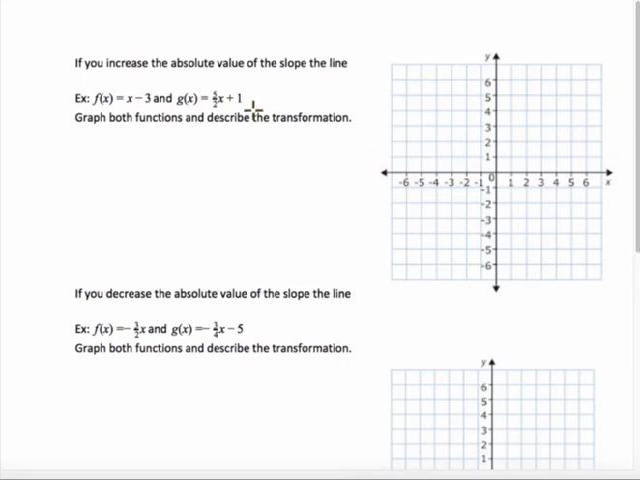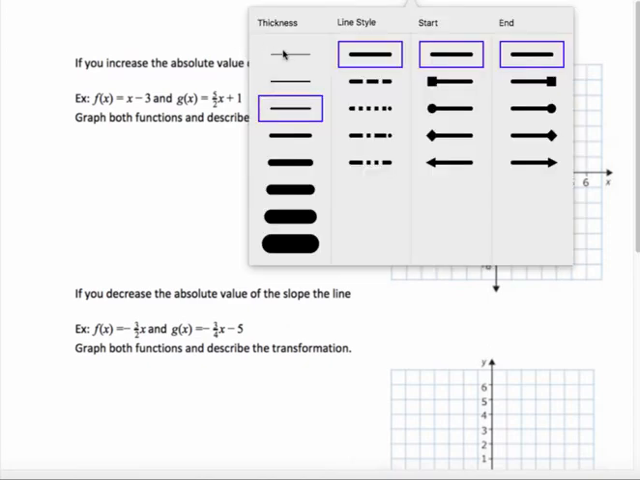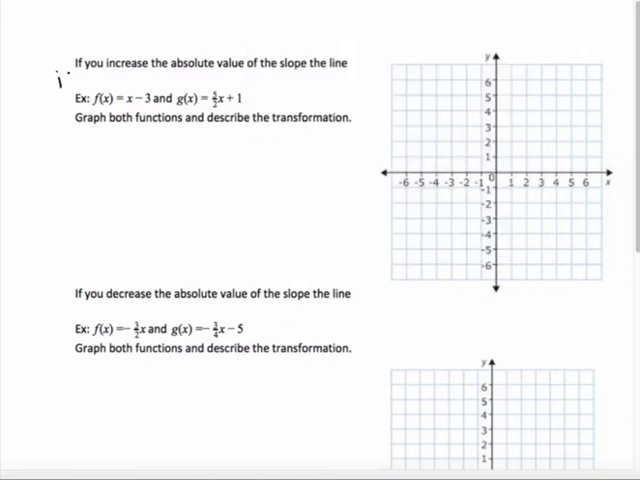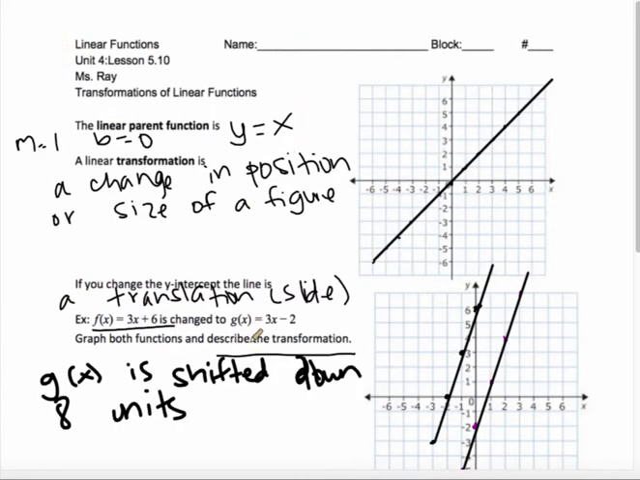All right, so the next thing we're going to look at is if you increase the absolute value of the slope, then the line is rotated, and if you're increasing, then it's going to get steeper. Now, why did I say the absolute value? I said the absolute value because of what I just talked about in the last page.